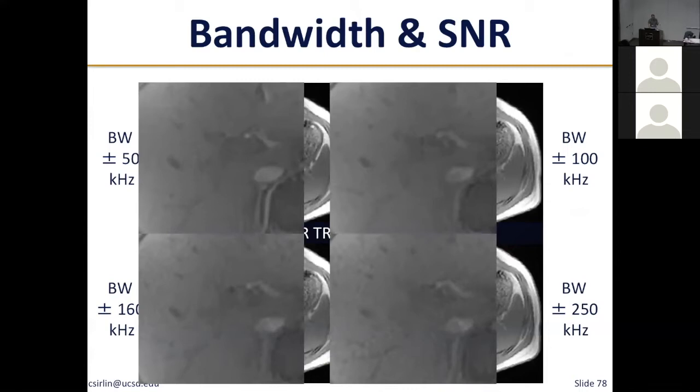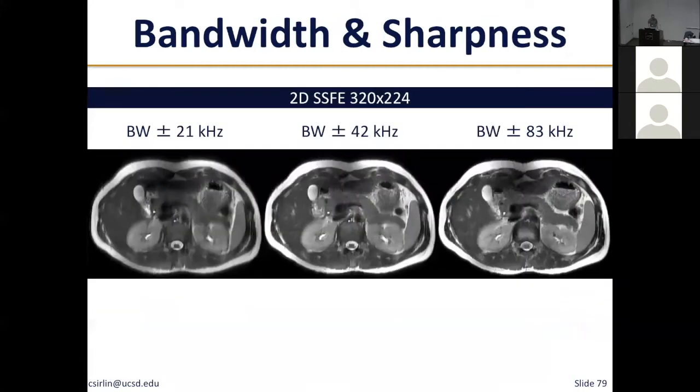How much does it go down? Well, if the bandwidth doubles, the signal to noise goes down by the square root of 2. If the bandwidth goes up by a factor of 4, the signal to noise goes down by a factor of 2. So then the question is, if high bandwidth reduces your signal to noise, why would you ever want to use a high bandwidth?